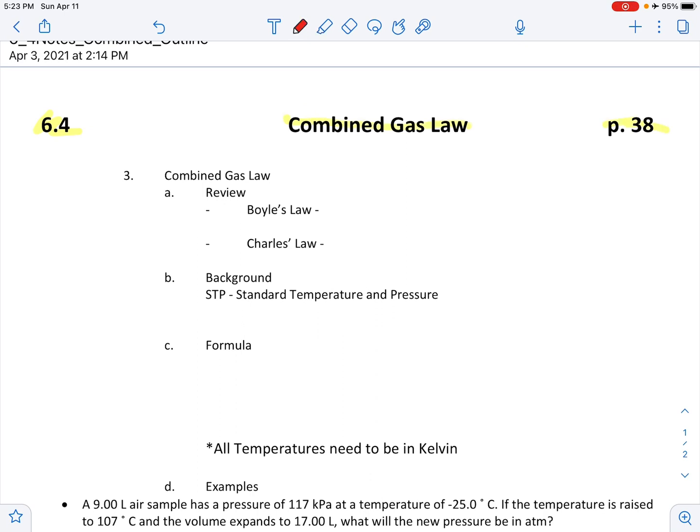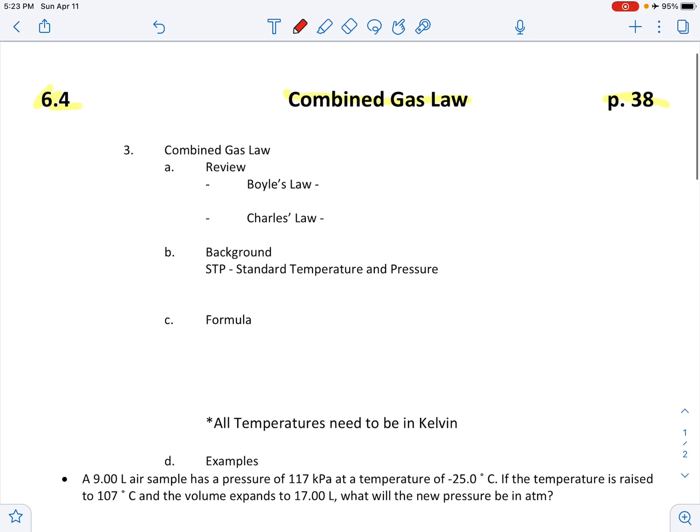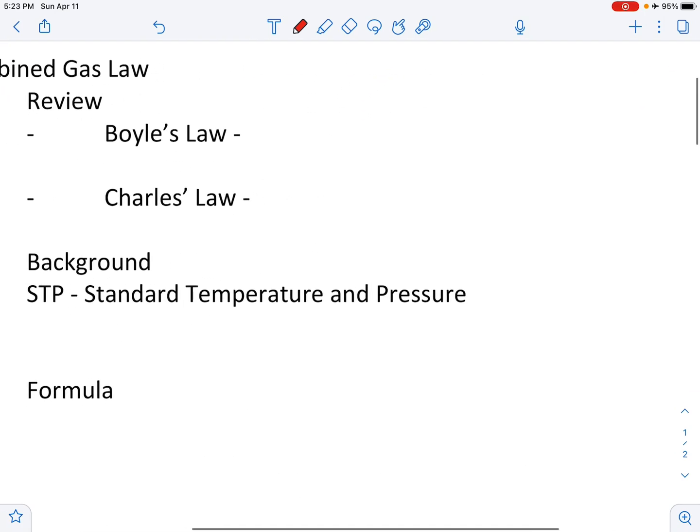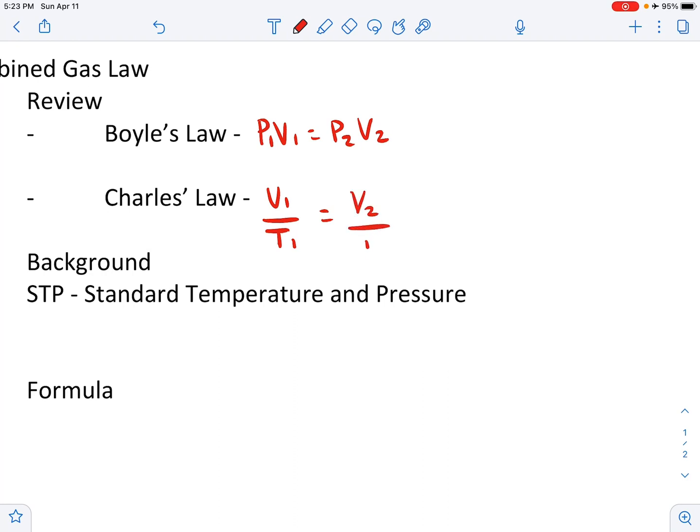So let's review. Remember Boyle's law was P1 V1 equals P2 V2. That was our formula for Boyle's law. Now let's do the same thing for Charles's law. V1 over T1 equals V2 over T2, or we looked at it in terms of V1 T2 equals V2 T1.